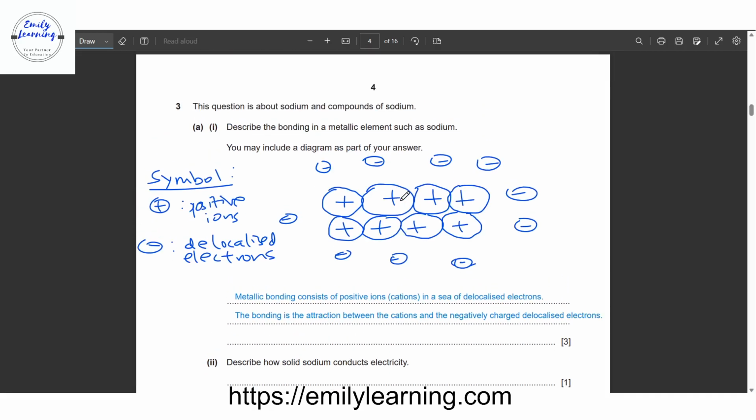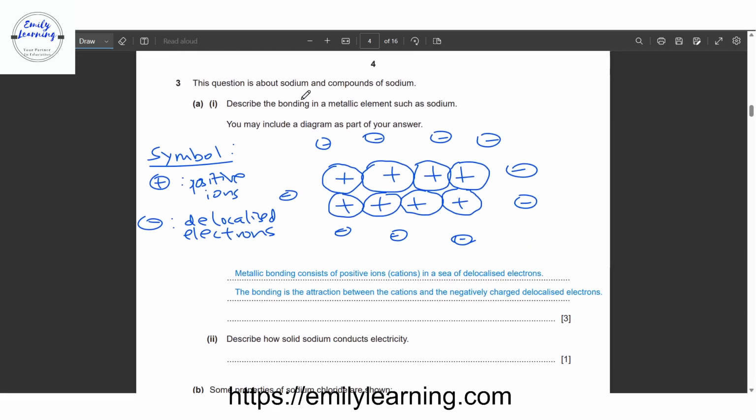Okay, next, part 2, describe how solid sodium conducts electricity. So it is just 1 mark. So you need to basically just talk about the mobile electrons allows it to conduct electricity. Mobile electrons, okay, allows sodium to conduct electricity.